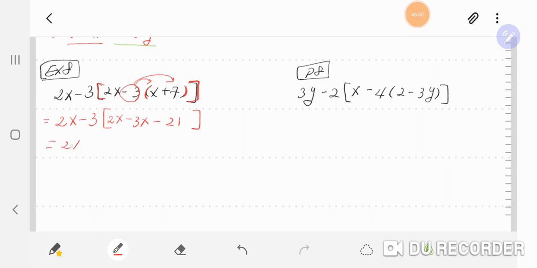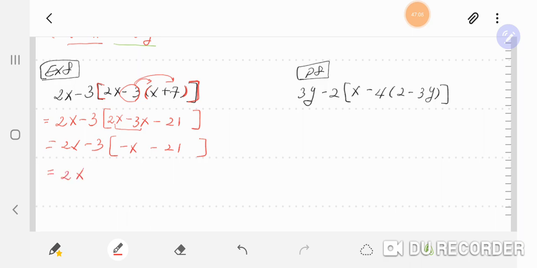And then simplify the bracket. So we can combine these two. Combine these two like terms. So 2 minus 3 is negative 1. So negative 1 means negative x. Minus 21. Can you see it? Negative 1x. You don't have to write negative 1x. Negative 1x is equal to negative x.